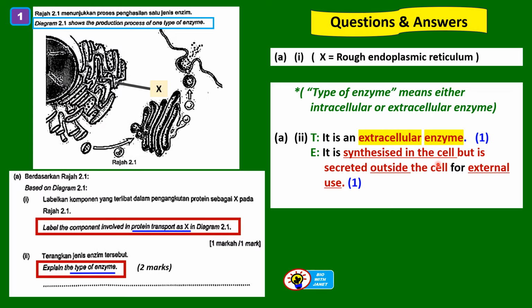And explain means you give the definition, you give some characteristics and so forth. So the explanation is that it is synthesized in the cell, okay, but is secreted outside the cell for external use. All right. So here we see the production of the extracellular enzyme, starting from the ribosomes. Then the protein will go into the rough endoplasmic reticulum after it has been synthesized by the ribosomes. After that, it's transported by the transport vesicle to the Golgi apparatus to be modified. So the protein is modified to form enzymes, and then the enzymes are packaged in the secretory vesicles and then secreted out of the cell.